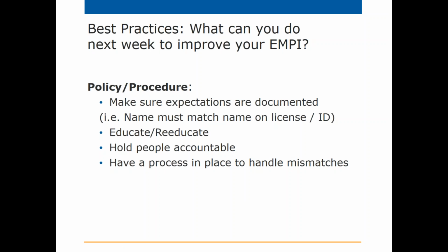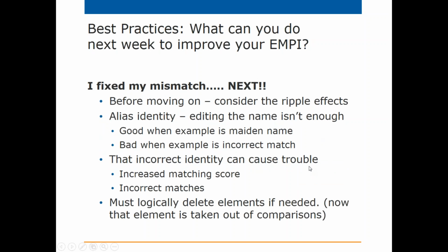Policy and procedure, make sure expectations are documented. Again, name must match on the license or ID card. Educate and re-educate, hold people accountable, and have processes in place to handle mistakes. Mistakes can be made. You know, it just may be an entry error on a social security number. So how are we going to fix that? And how, once we do fix that, how is that handled downstream? I fixed my mistake. What's next?